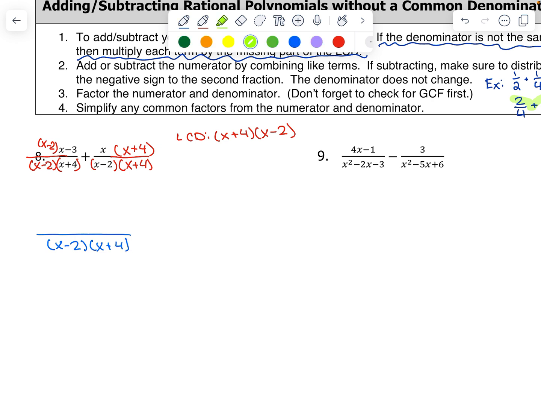Now the numerator, right here, we're going to have some work to do. It's x minus 2 times x minus 3 plus, because of that plus sign, we're going to have to first multiply and then add and distribute. So what we're actually doing here is we are going to multiply x minus 2 times x minus 3, which is going to be a FOIL problem, plus x times x plus 4. And this is just distributing. And then we're going to combine our like terms because, again, it says plus.